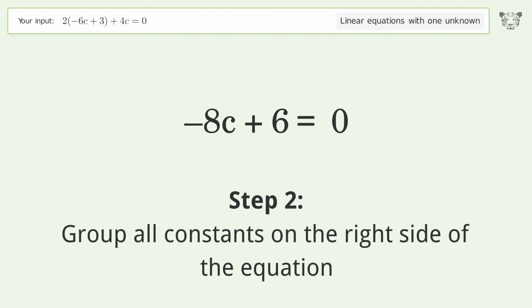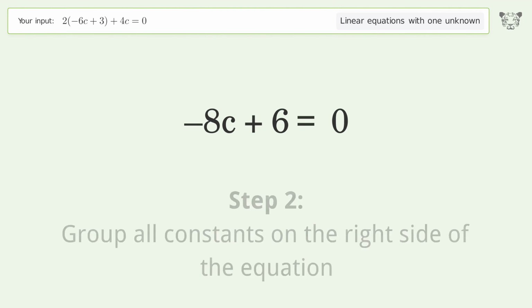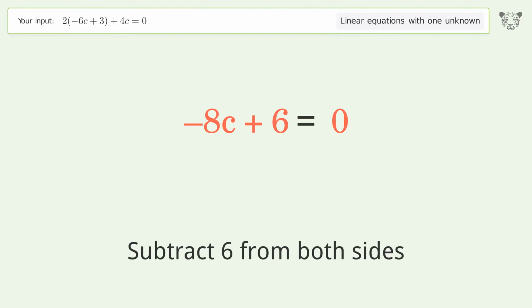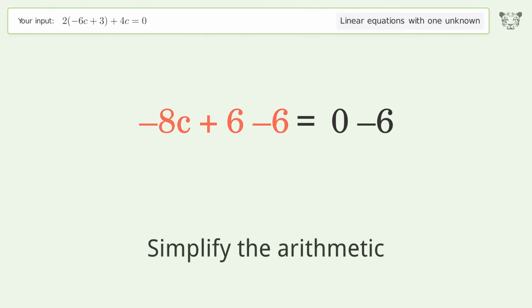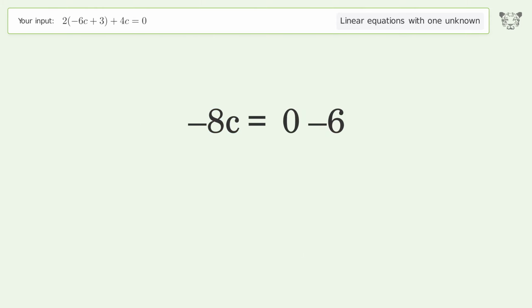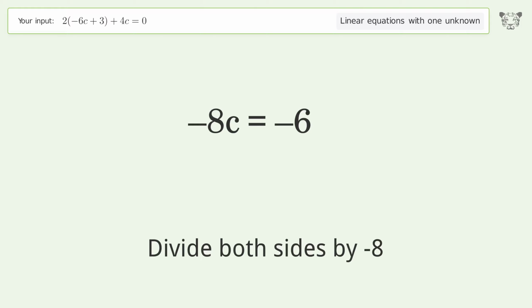Group all constants on the right side of the equation. Subtract 6 from both sides. Simplify the arithmetic. Isolate the c. Divide both sides by -8.